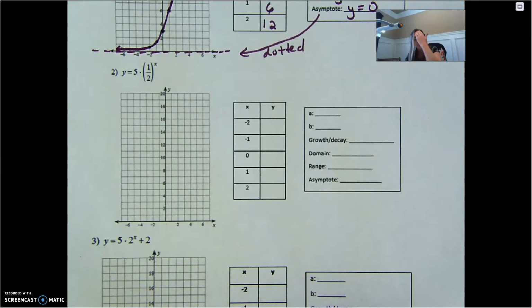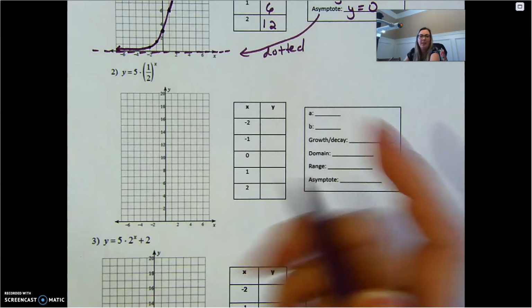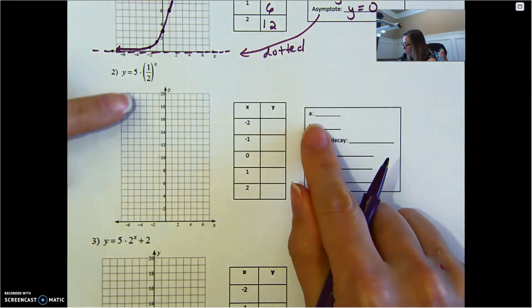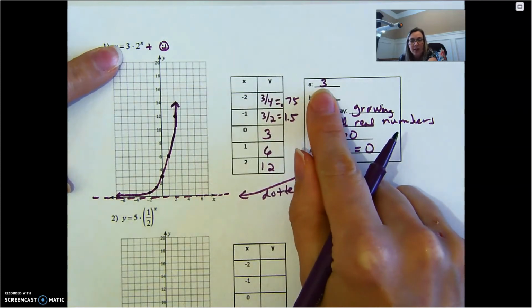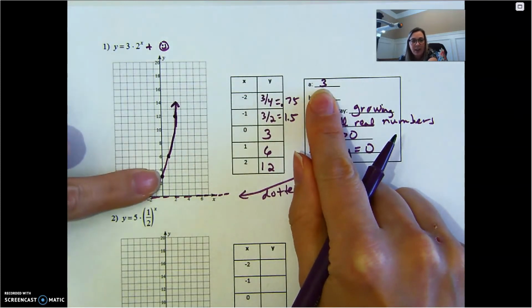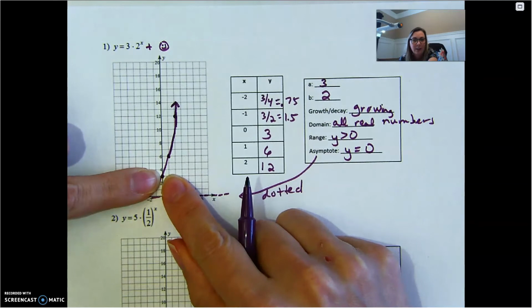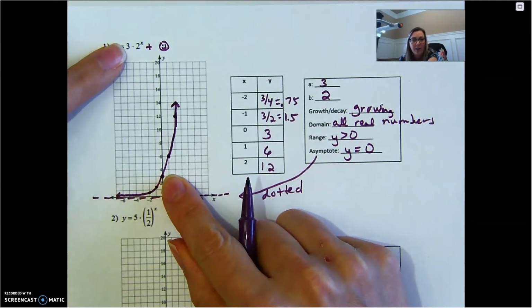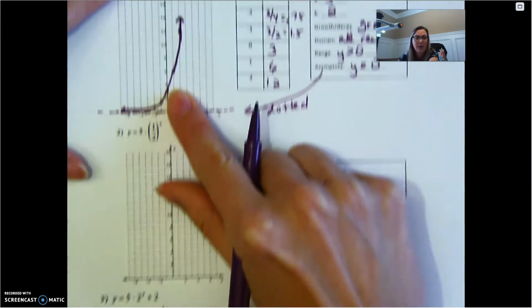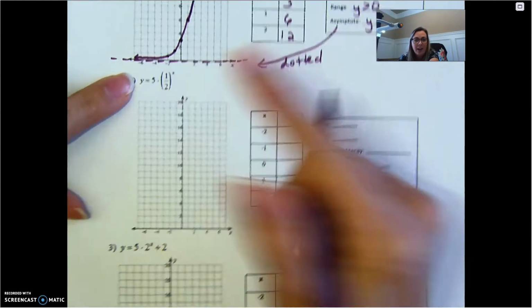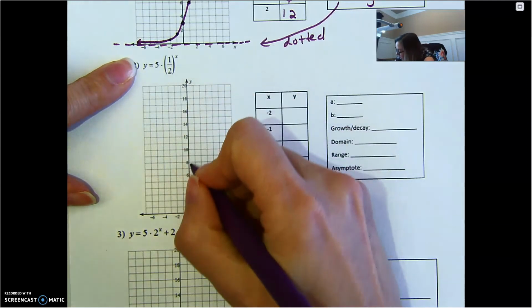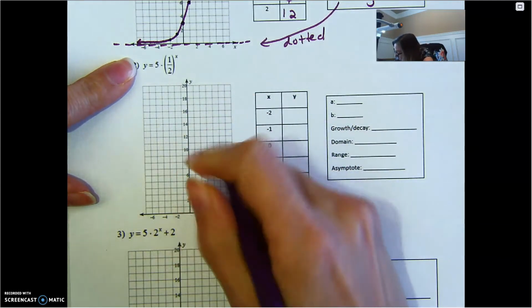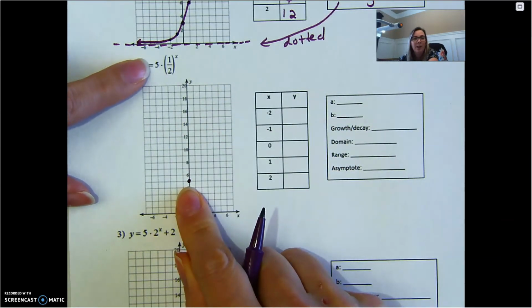We have 5 times 1/2 to the x. Okay, so notice, oh, I didn't point it out. Right up here, notice the a was 3. That's your initial value. That's exactly where it crossed on the y-axis. So when I look at this one, 5, I know before I even get into the graph that 5 is gonna be right here, right? My y-intercept, my initial value.